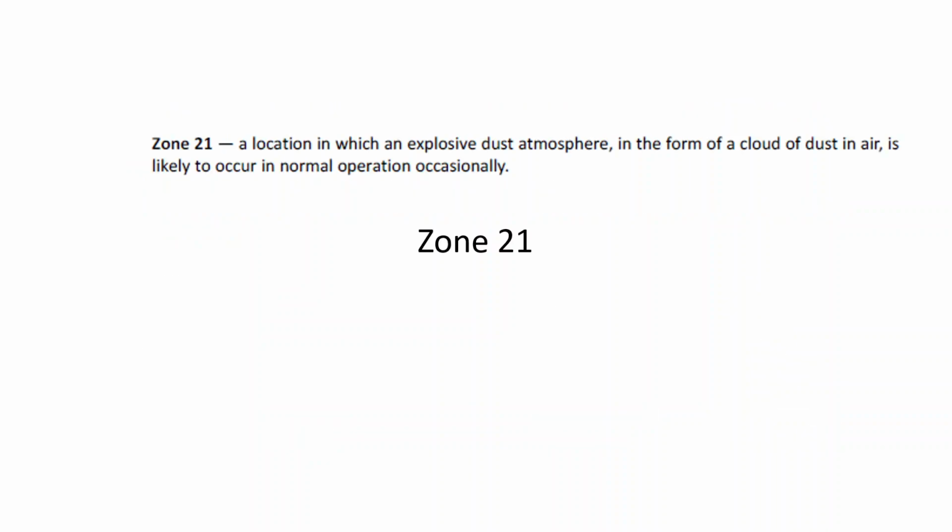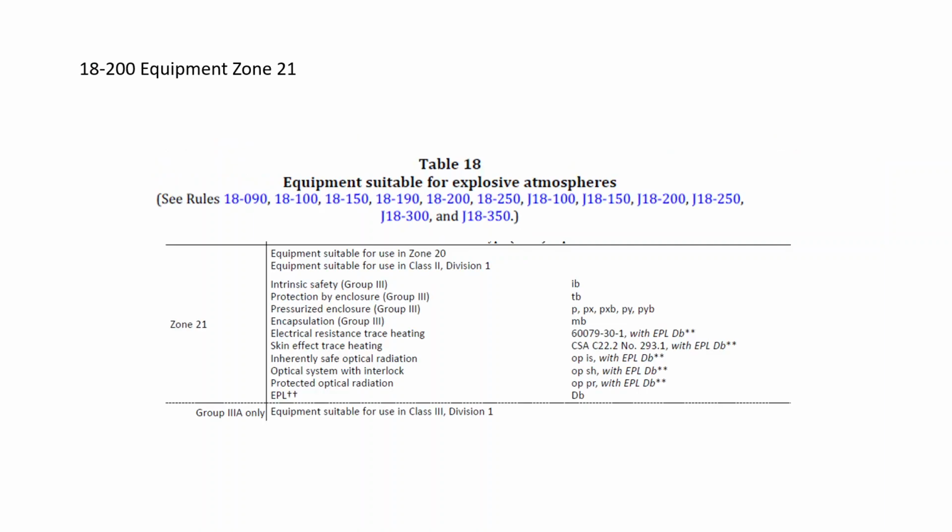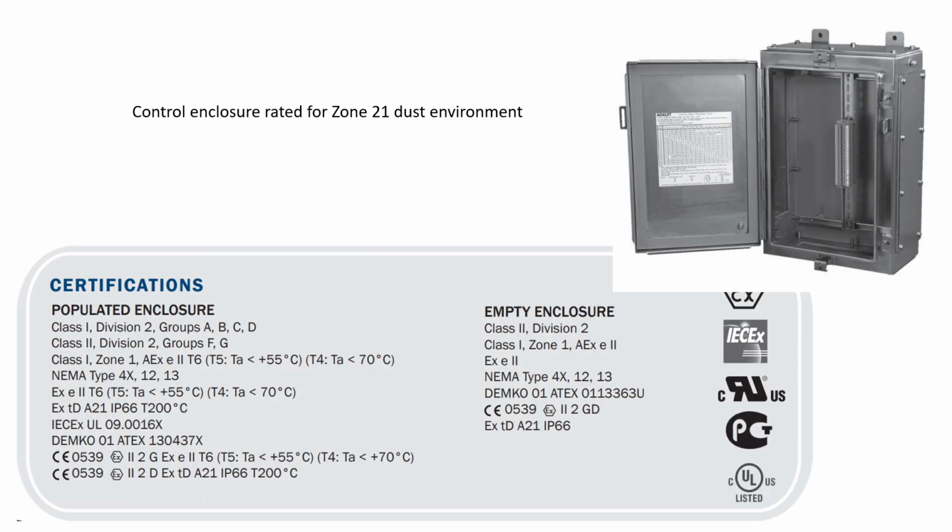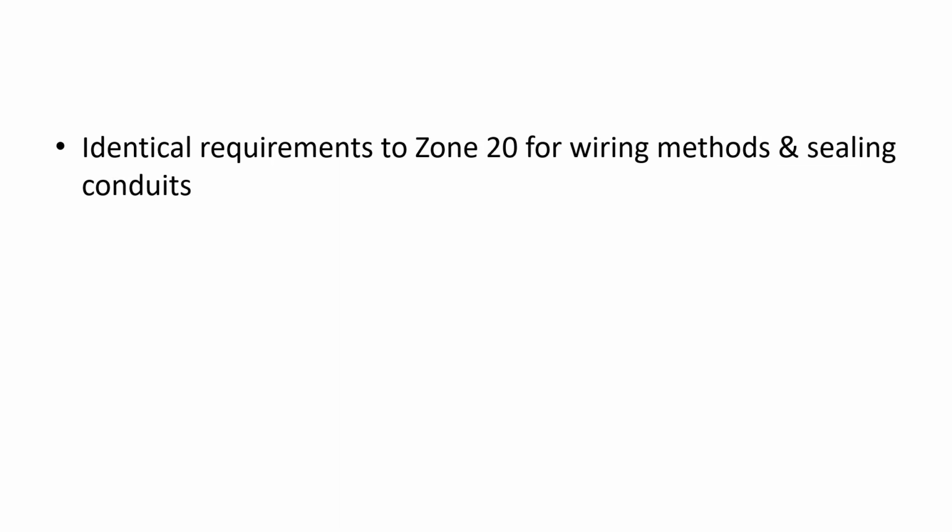Zone 21, from our special terminology, is the same thing: explosive dust atmosphere in the form of cloud, of dust, or air, likely to occur in normal operation occasionally. If we go to 18200 equipment for zone 21, we go to table 18, and again there's a number of different types of equipment, and as you get further along with the zones from 20 down to 22, there becomes more and more equipment that is suitable. So here's a control enclosure rated for zone 21, very similar to what we saw for the TA enclosure for zone 20.